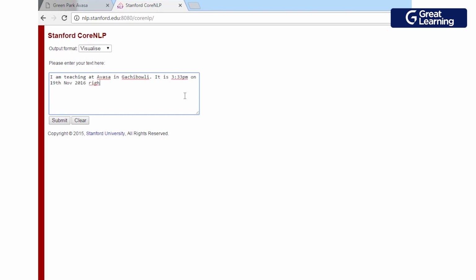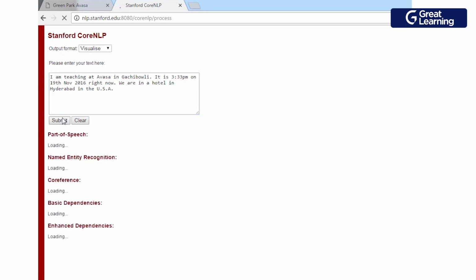Right now, okay, we are in, so maybe you can do some more interesting thing. Okay, let me just put it as, so what do I put it in? We are in a hotel in Hyderabad. Of course it is not USA, but I just want to tell you one of the things, and that is why I do that. So let's see what happens.